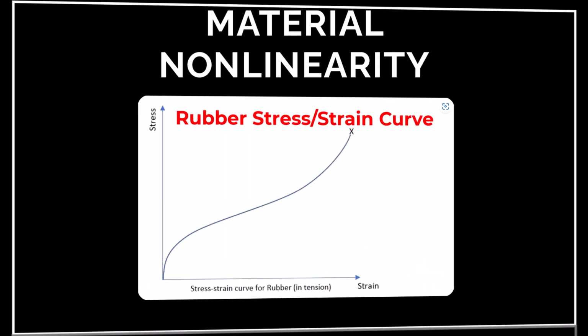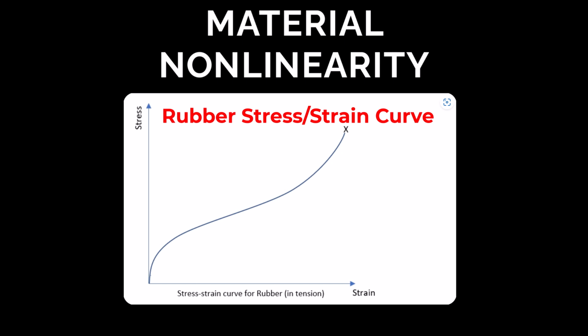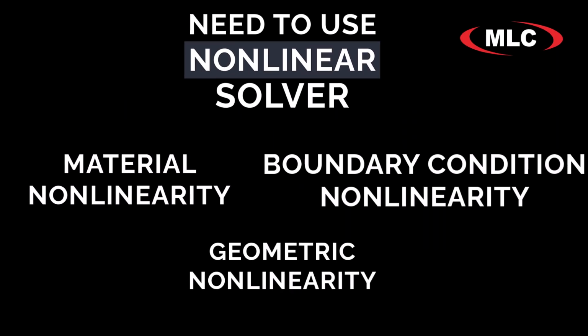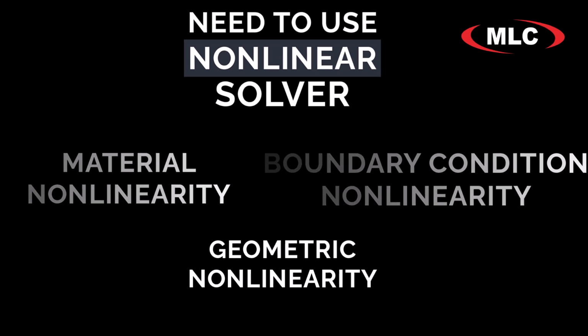Now, look at this rubber stress strain curve. Notice there's no straight or linear portion, and therefore it would require a nonlinear solver to accurately represent the material behavior. The second source of nonlinear effects is large deformations, or often referred to as geometric nonlinearity.